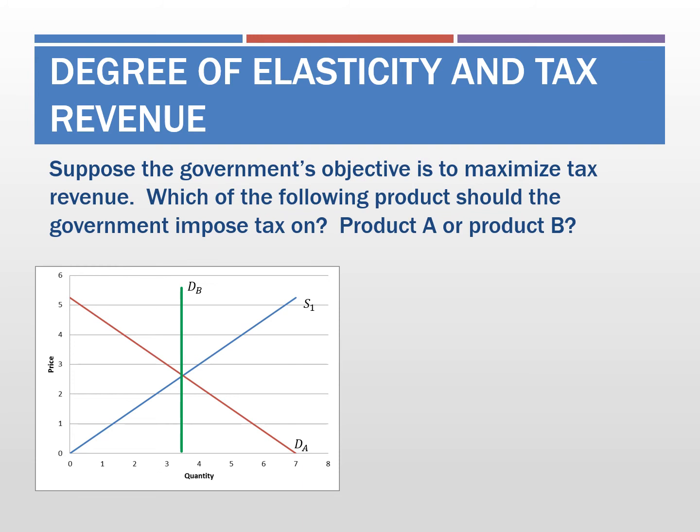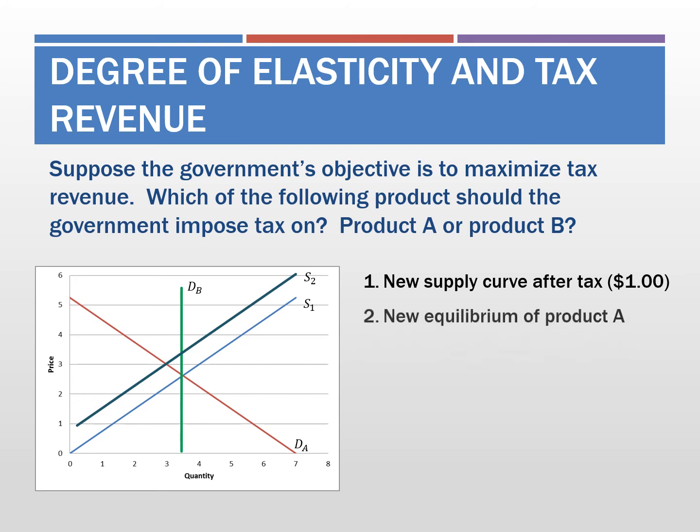So if we are trying to put a study here, we can basically ask the following questions. Let's suppose a new supply curve is being formed after the tax of $1 is placed in this market. The demand will not shift, but in this case, the supply will shift up by $1. You want to find the new equilibrium for product A. Obviously, it's not too bad, because now we know that we are shifting from the original equilibrium, $2.50 and 3.5 units, to a new equilibrium for product A, which is $3 and 3 units.